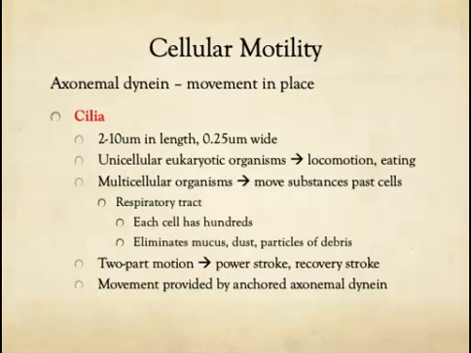Cilia are instead moving substances past a cell. So if you think about humans, for example, you can find cilia in humans in the respiratory tract. You can find it in the trachea. You can find cilia lining the cells that line the trachea. Each individual epithelial cell inside the trachea has hundreds of cilia on it.